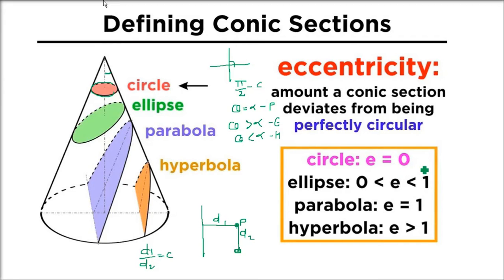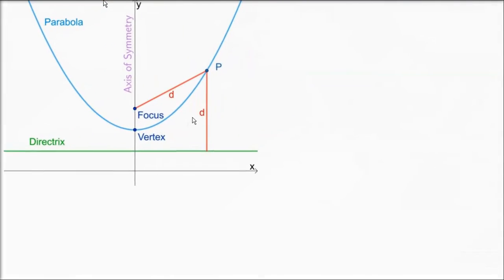If this eccentricity, this constant value, is 0, you get a circle. If this E, the ratio of the two distances, one from the line and one from the point, is between 0 and 1, you will get an ellipse. If E is 1, that is, both distances are the same, it will be a parabola, and if E is greater than 1, you get a hyperbola.